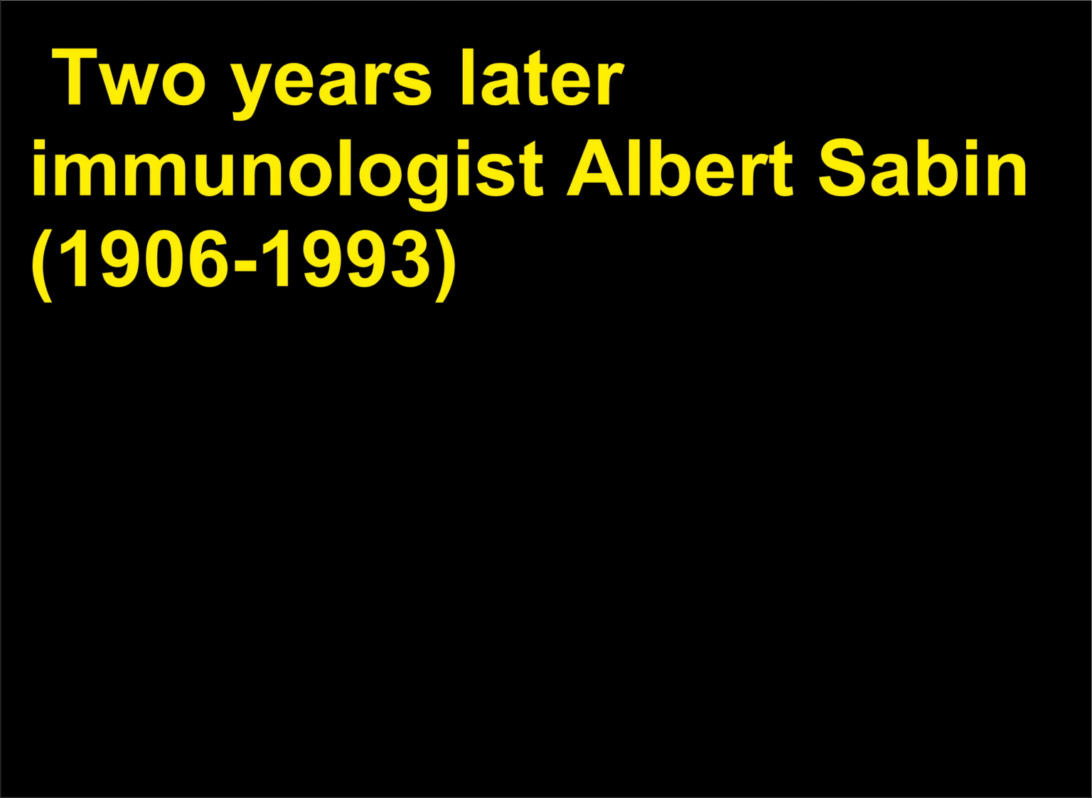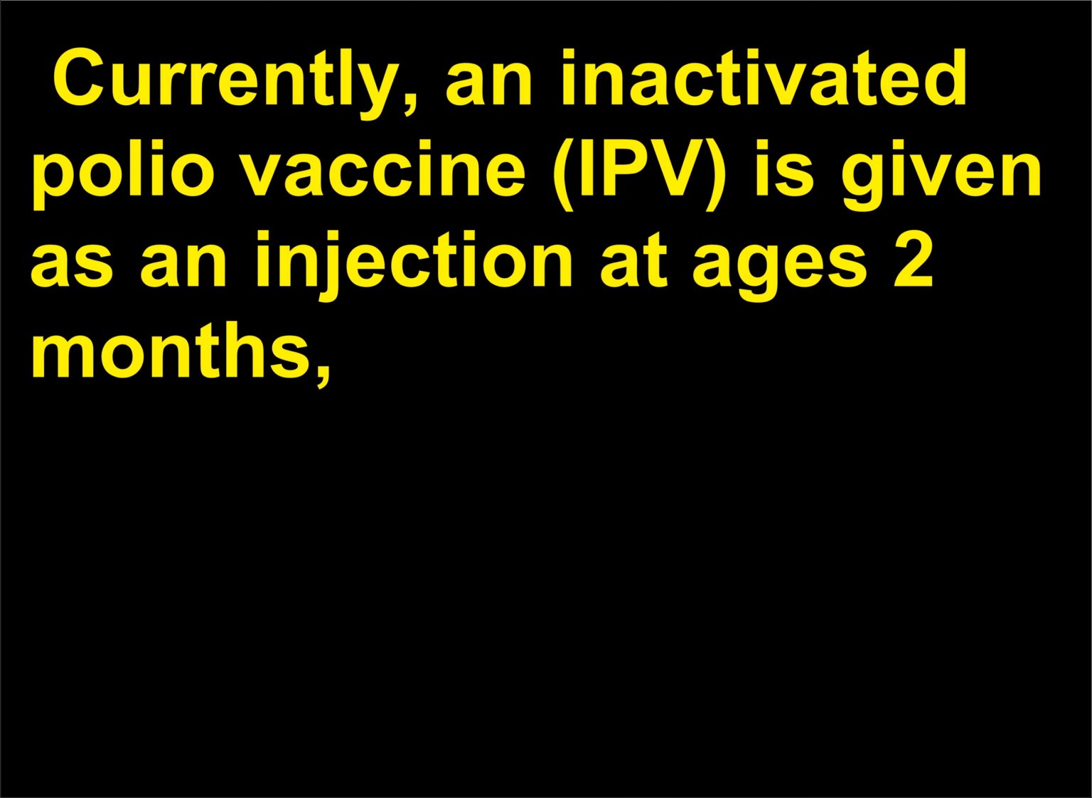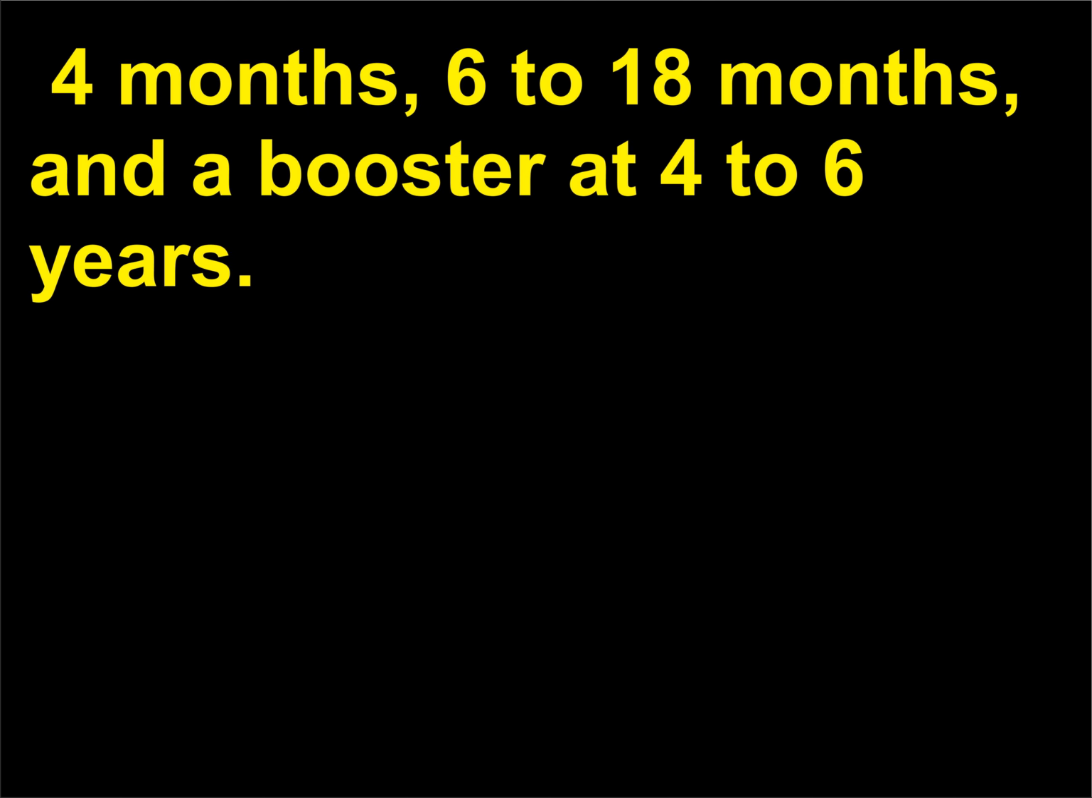2 years later immunologist Albert Sabin, 1906 to 1993, developed an oral vaccine made from inactivated live viruses of 3 polio strains. Currently, an inactivated polio vaccine, IPV, is given as an injection at ages 2 months, 4 months, 6 to 18 months, and a booster at 4 to 6 years.